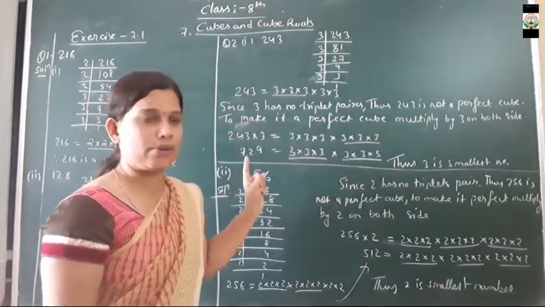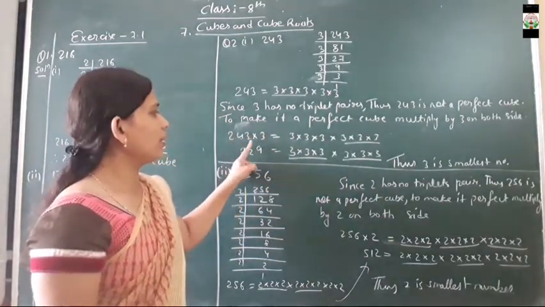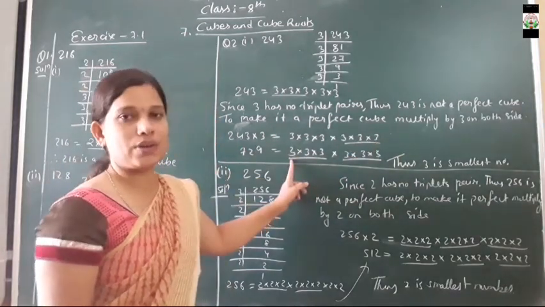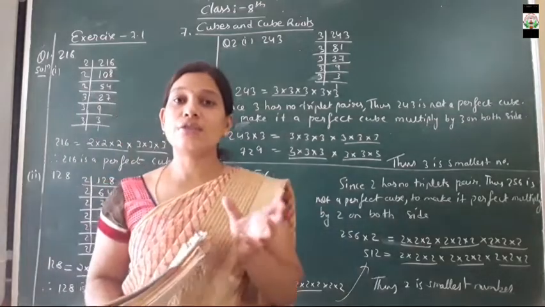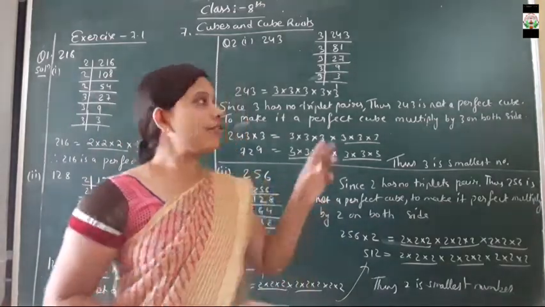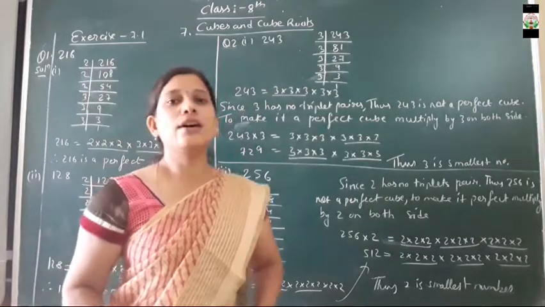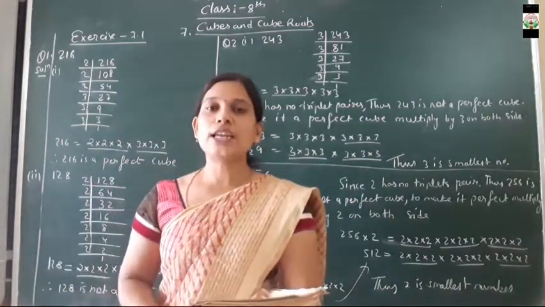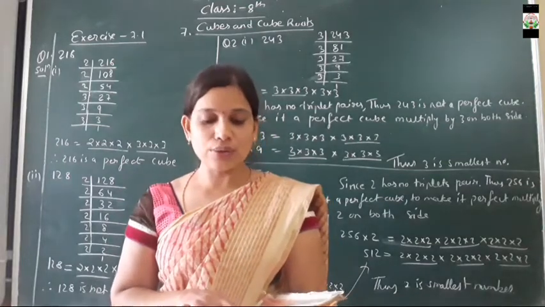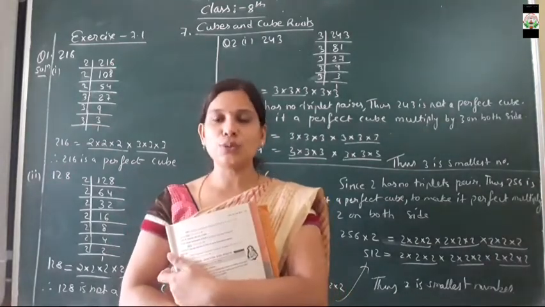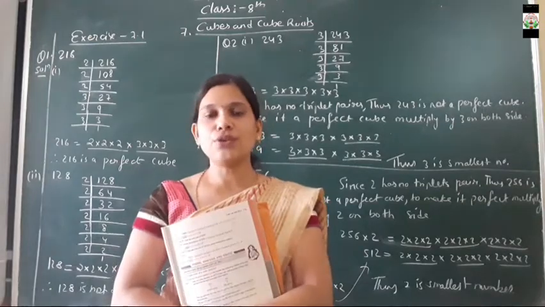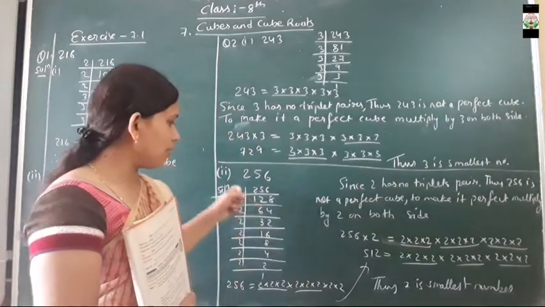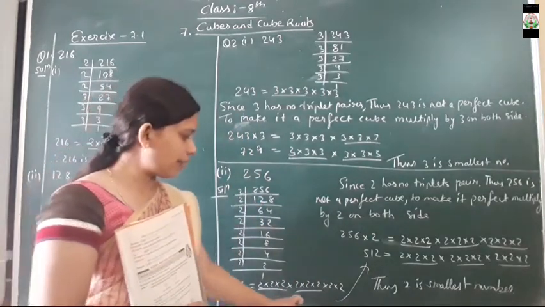Thus 243 will be multiplied with 3 over here and here also to make it a perfect cube. Now here in the question it is said to find the smallest number which will make 243 a perfect cube. So that number is 3. Have you understood? Moving towards the second part of the same question, it is said that 256, whether it is a perfect cube or not. If it is not a perfect cube, we have to make it a perfect cube by finding the smallest number. So here we found the factors, and we wrote the factors in paired form.